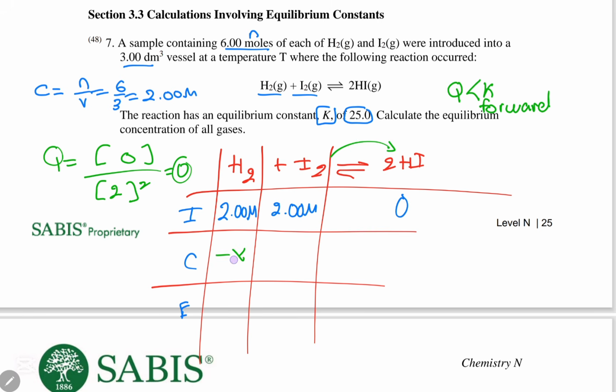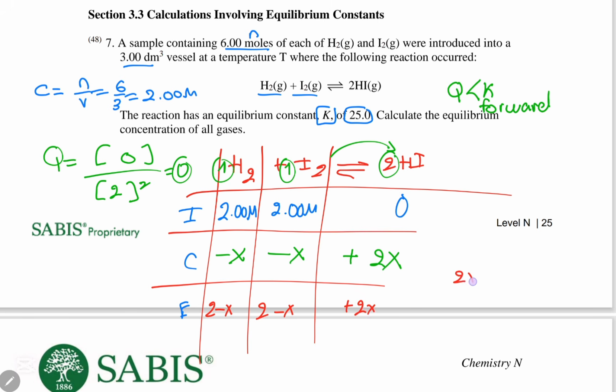That means this would decrease by X, this would decrease by X. Why did I say X? Because you look at the coefficient and you multiply X by it. And here, because it's on the product side, it's going to increase by 2X, okay? So I end up with what? I end up with 2 minus X, 2 minus X, and plus 2X.